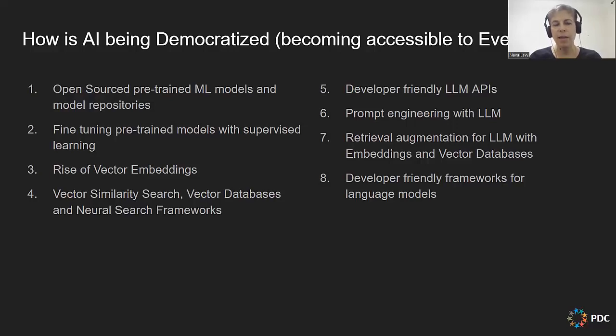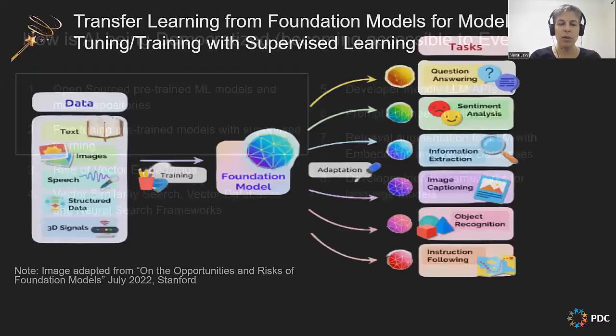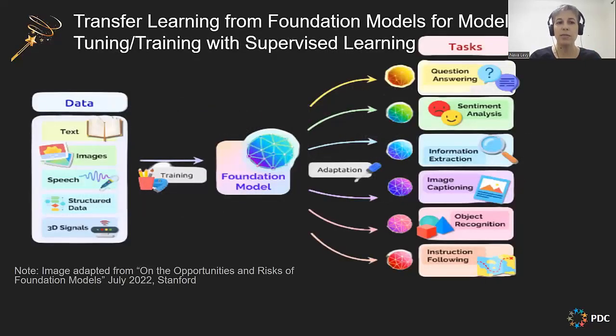Then we can take the model that we selected, and we can fine-tune this large pre-trained machine learning model, which was already trained with supervised learning, on our data, on a much smaller set of data, for our specific task, okay? So this is the cool thing about the first step, and we'll talk a little bit about that. This has existed for several years now, okay?